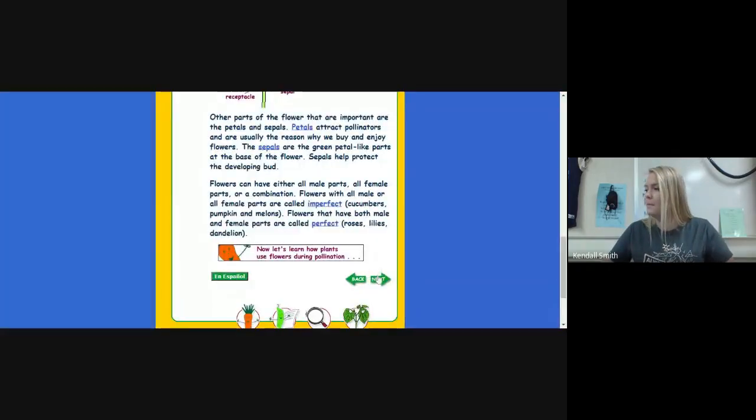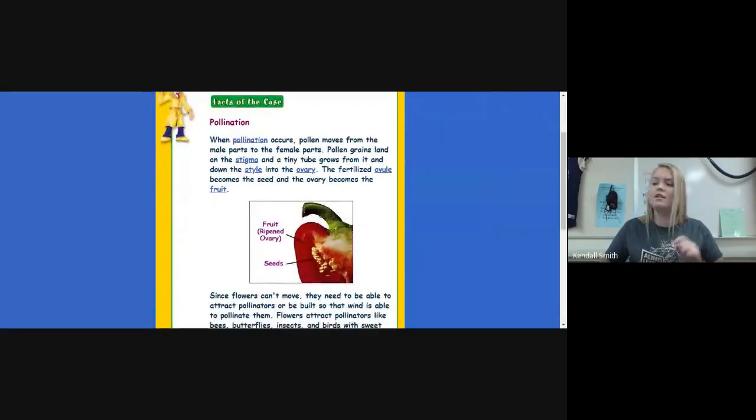So I'm actually gonna go back to the first site that we were at with the flower parts because it has a really good description for pollination. Okay. So pollination. When pollination occurs, pollen moves from the male parts to the female parts. The pollen grains land on the stigma, and a tiny tube grows from it down through the style to the ovary. The fertilized ovule becomes the seed, and the ovary becomes the fruit.